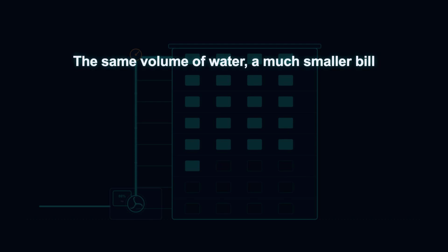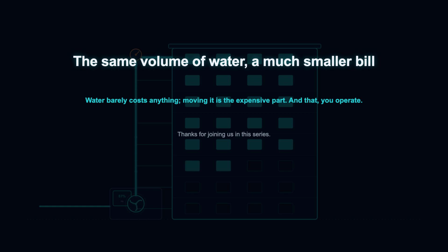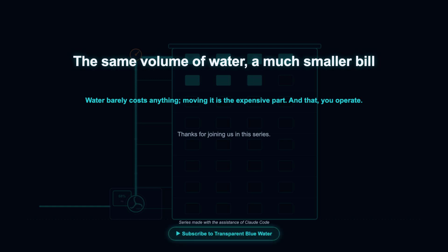And so we close the series. The message is just one. In a pumped network, water barely costs anything. Moving it is the expensive part. And moving the same volume of water can cost a lot or a little, depending on how you operate, where, when, and at what speed. The same volume of water, a much smaller bill.